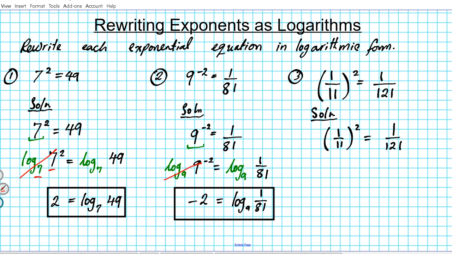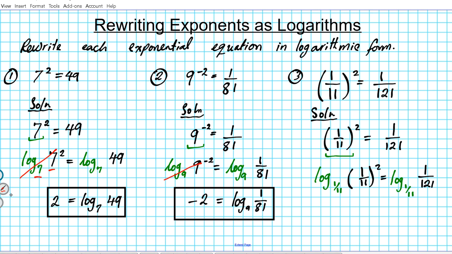What you do is you take a look at the base of the exponent. In this case, it is a fractional base, 1 over 11, and that will be the base of our logarithm. Okay, so we have log base 1 over 11 of the fractional exponent right here, 1 over 11 squared. So you take log base 1 over 11 of the left side of the equation, and you have to do exactly the same on the right side to preserve equality. Log base 1 over 11 of the right side of our equation, which is 1 over 121.